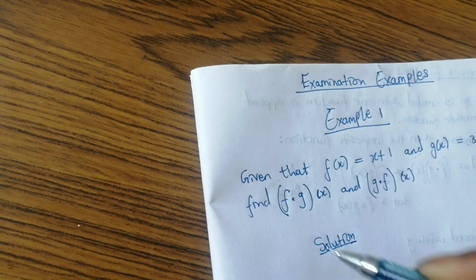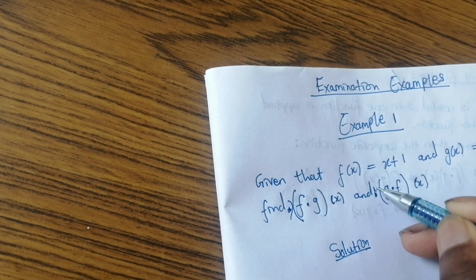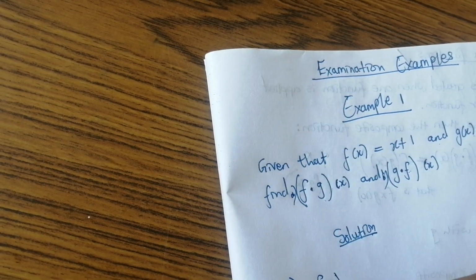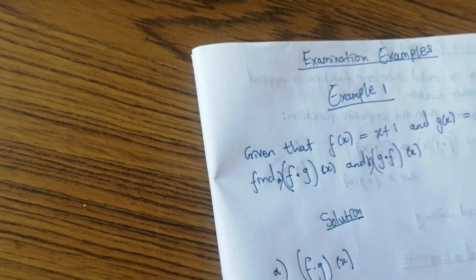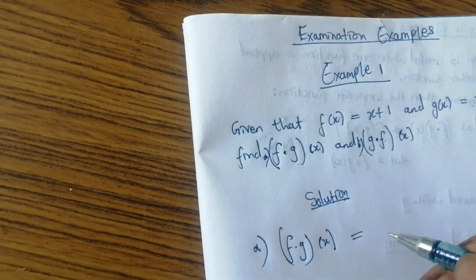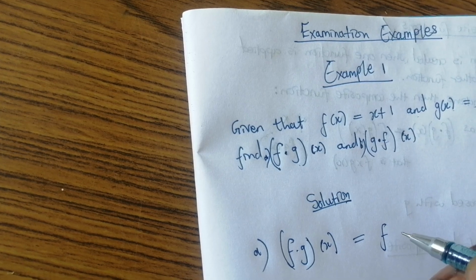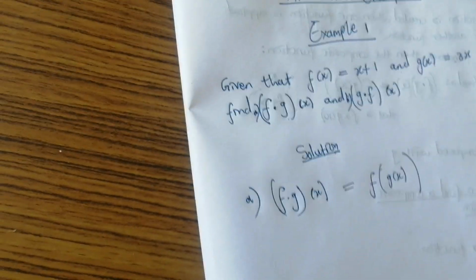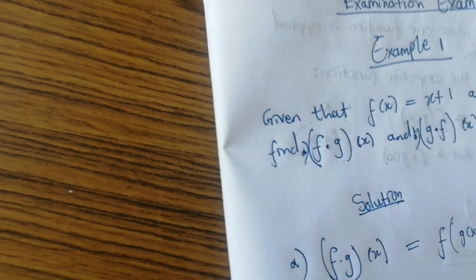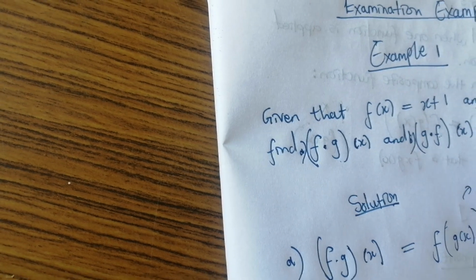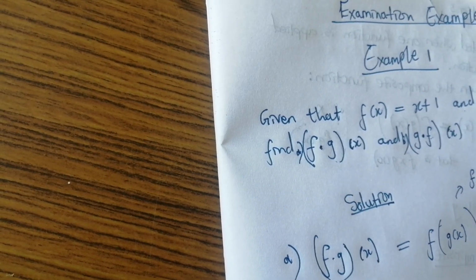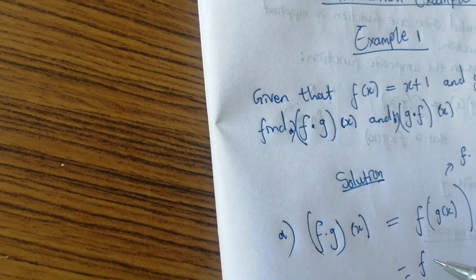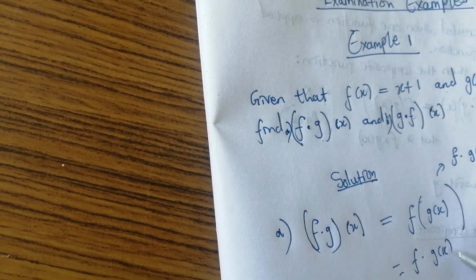So the first one, let's label it A. This is our B. So the A part, we want to find f of g of x. This means that we are finding f of g of x. It just means we are saying f times g of x. You can remove the brackets and say f g of x.